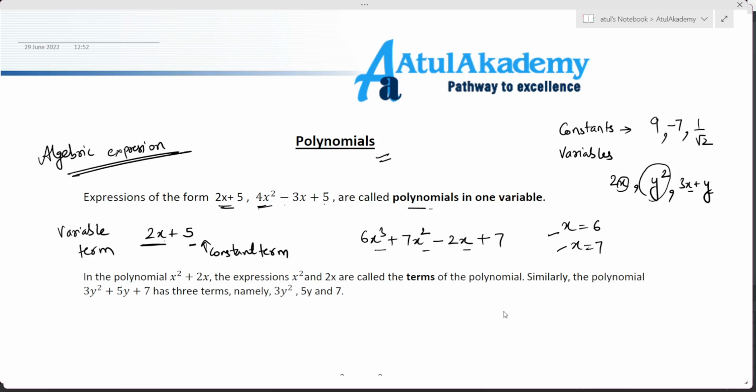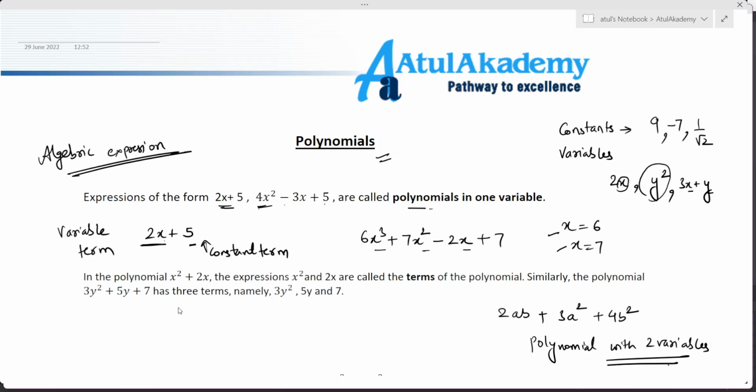But if I take something like 2ab plus 3a square plus 4b square, this is an example of a polynomial with two variables. So now you know what polynomials are. Polynomials are algebraic expressions that contain one or more variables.